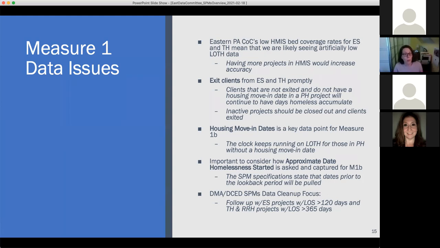In terms of things that we can do, exit clients, particularly from shelter and transitional housing programs, but really from all programs, and do that promptly.